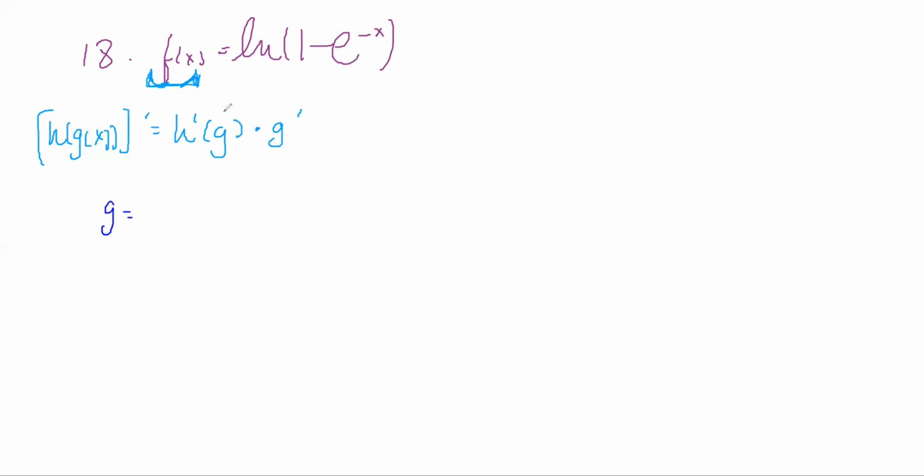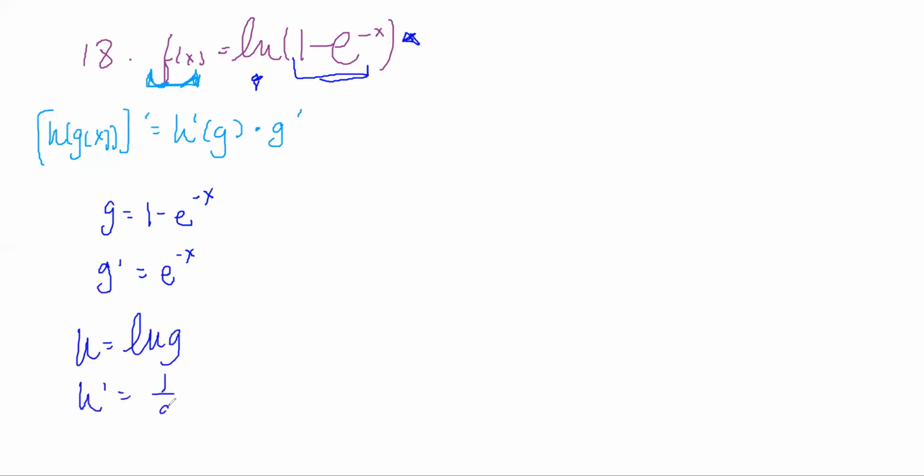Just a tip, I tend to automatically look at anything in parentheses. And if there's a natural log in front of it or a power up here, this stuff inside the parentheses is going to be my g, almost hands down. So parentheses are a really good indicator of trying to track down which function is your inside function. So in this case, g is going to be 1 minus e to the negative x, and g prime is going to be, so it's negative 1 times negative e, so that'll be e to the negative x. So h is equal to ln g, and h prime is equal to 1 over g.